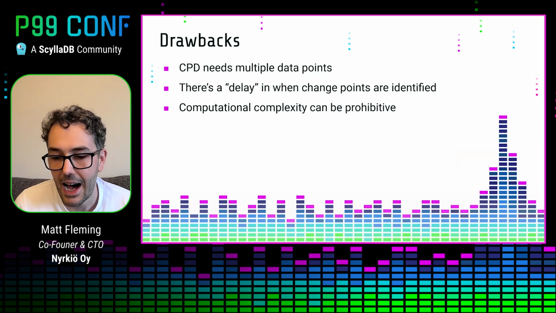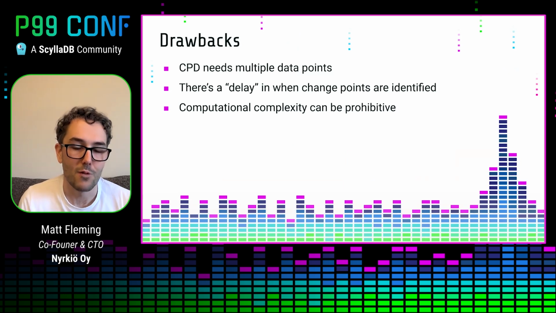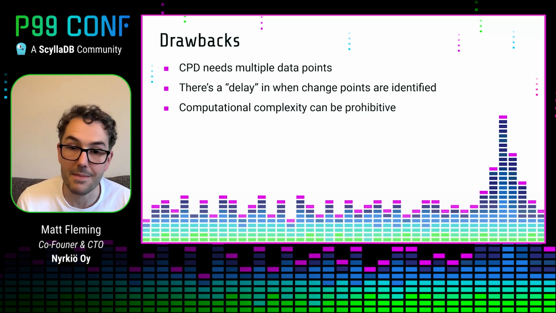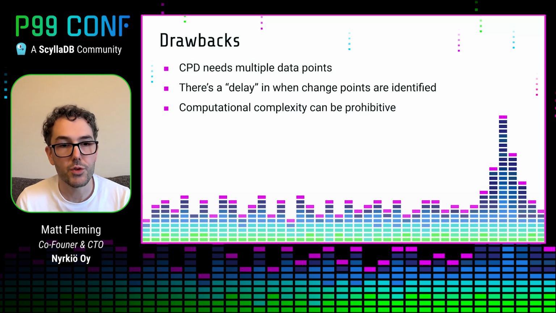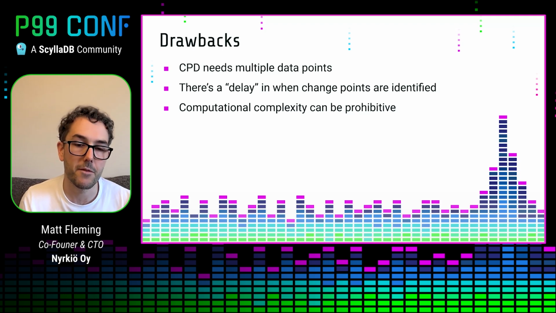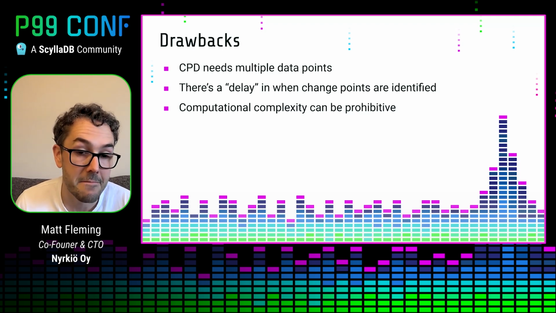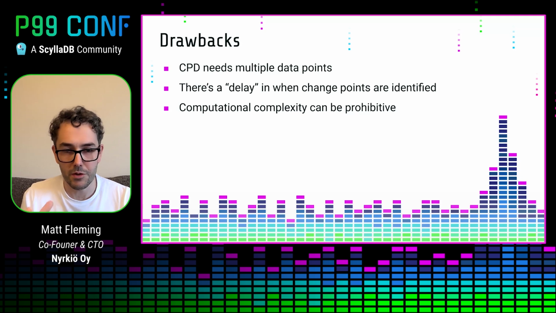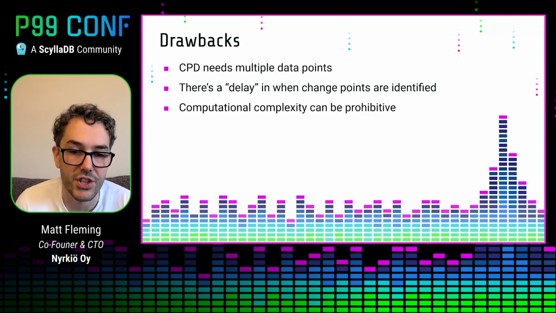So I obviously am not suggesting that CPD will solve all your problems. There is no silver bullet in any of this. The real world is messy. And CPD, like most other techniques, does have some drawbacks. For example, because of the way I explained how the algorithm works, you do need multiple data points before a change point can be identified. So this varies with the implementation and the algorithm. For Hunter, it's typically about 5 data points.